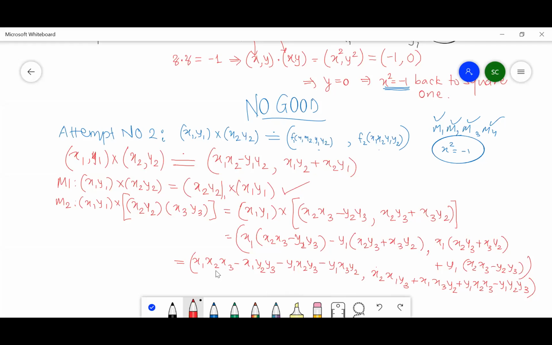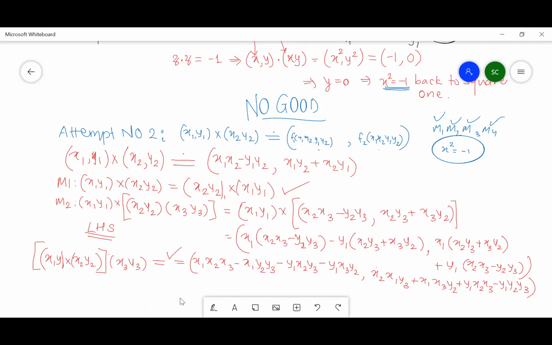Okay, so this is the association on the LHS, and the RHS will be (x1, y1) into (x2, y2) multiplied by (x3, y3). Now I don't do this on the board right now, but you can always cross check that this is indeed equal to this. If you just write down all the three terms exactly the way we have done it for the LHS, you will find that M2 goes through without any problem. I leave it to you.